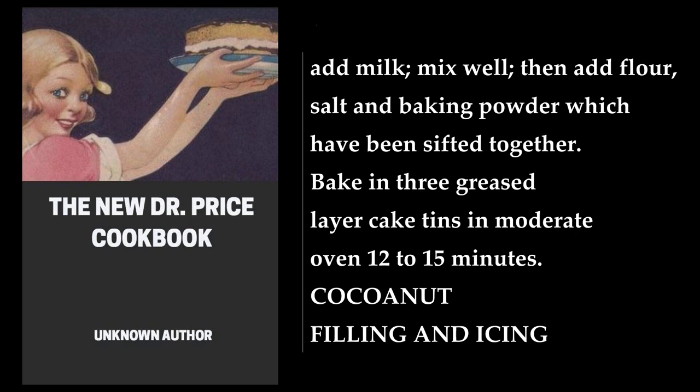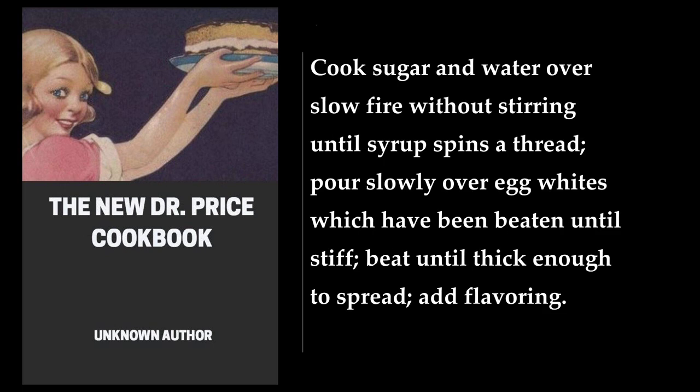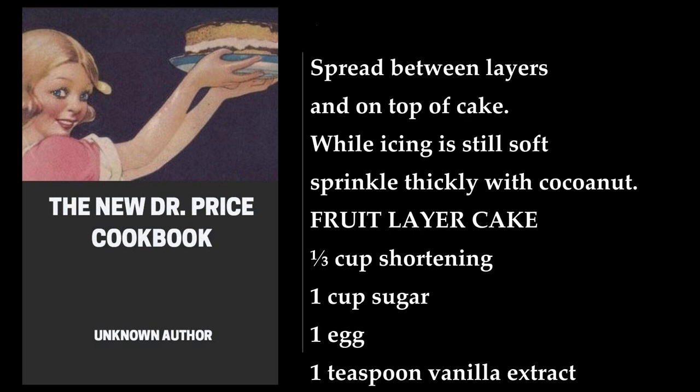Coconut filling and icing. 1½ cups granulated sugar, 1/2 cup water, 2 egg whites, 1/2 teaspoon vanilla extract, 1 teaspoon lemon juice, 1 cup fresh grated coconut. Cook sugar and water over slow fire without stirring until syrup spins a thread. Pour slowly over egg whites which have been beaten until stiff, beat until thick enough to spread, add flavoring. Spread between layers and on top of cake. While icing is still soft, sprinkle thickly with coconut.